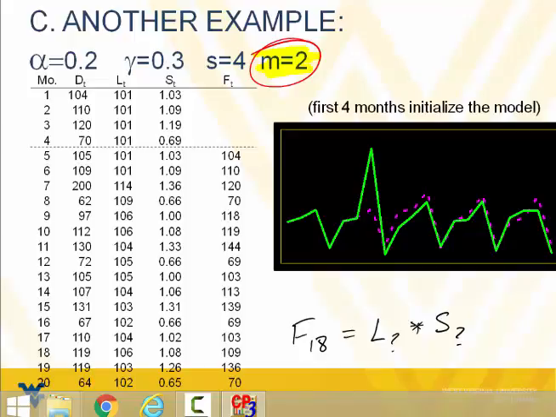So what do we have as our forecast for period 18? How do we calculate it? What period level should we use and what period seasonal index? Use 17 for the level and 14 for the seasonality. Okay? And it comes out to, well, the level is 104 times the seasonality is 1.06, and it comes out to 110.24. So remember m is equal to 2, right? So which one do we use? 16, right?